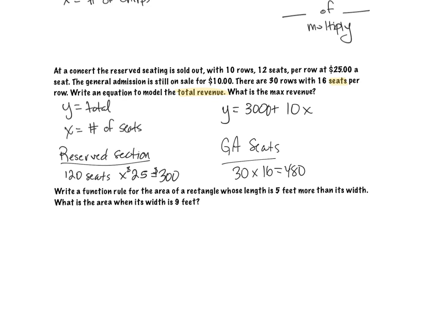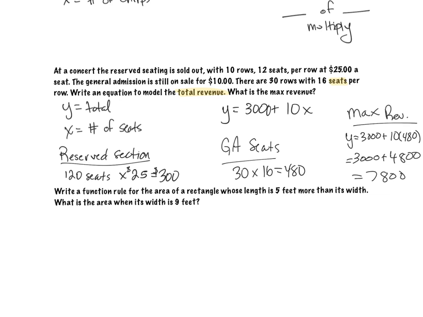Where does that go in my equation to see what the max revenue would be, X or Y? Brendan, what do you think? Where would the number go, if I want to find the max revenue for 480 seats sold, for X or Y? X, right? X is my number of seats. So my max revenue is Y equals 3,000 plus 10 times 480. So if you were to do that, you get 3,000 plus 4,800. You could simplify that, and they'd end up at 7,800.